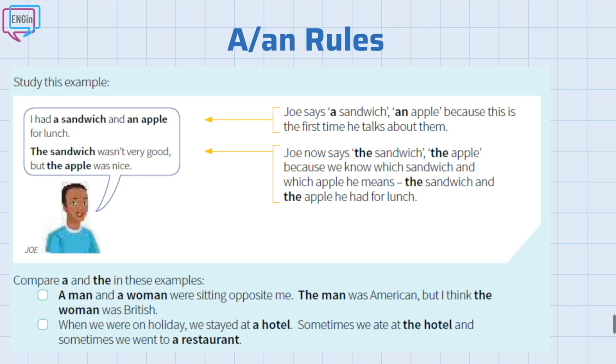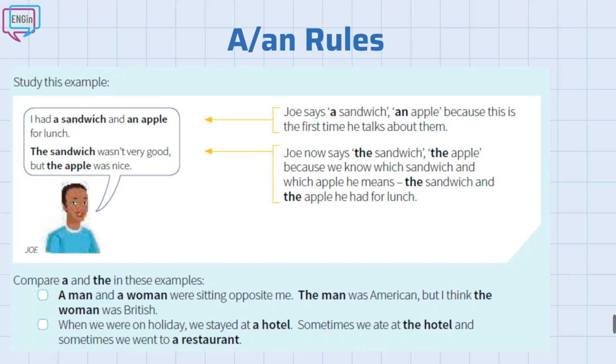For example, "I had a sandwich and an apple for lunch." So the person says "a sandwich and an apple" because this is the first time he talks about them. But "the sandwich wasn't very good, and the apple was nice." Now the person says "the sandwich and the apple" because we know which sandwich and which apple he means, the sandwich and the apple he had for lunch.